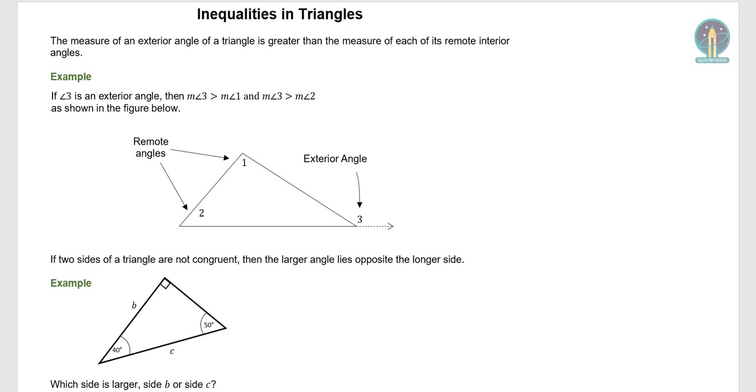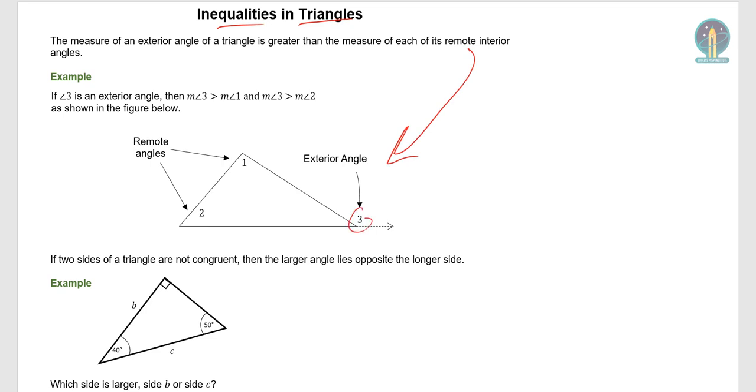In this concept, we're going to talk about inequalities in triangles. One thing to note is that the measure of an exterior angle of a triangle is always greater than the measure of each of the remote interior angles inside the triangle. Let's look at what this means.